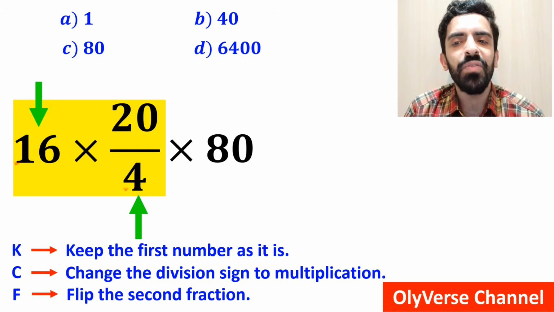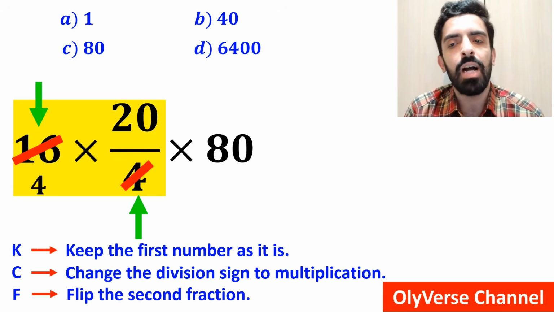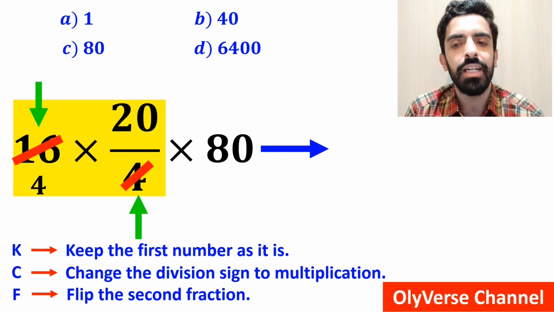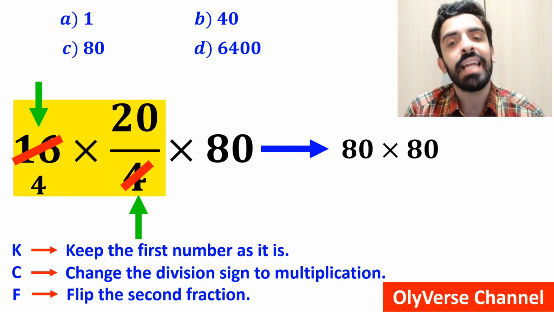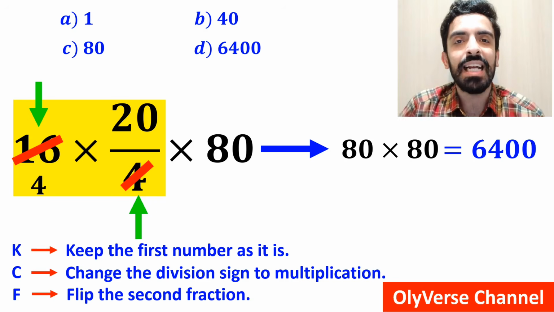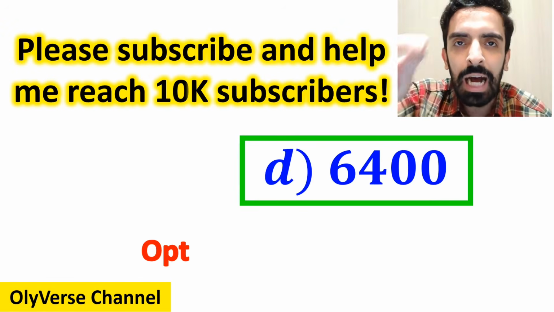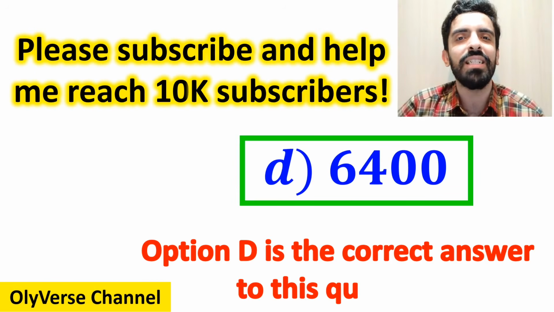Now, we can easily simplify the number 16 with the 4 in the denominator, and instead of this expression, we can write 80 multiplied by 80, which finally gives us the answer 6,400. That's great. Option D is the correct answer to this question.